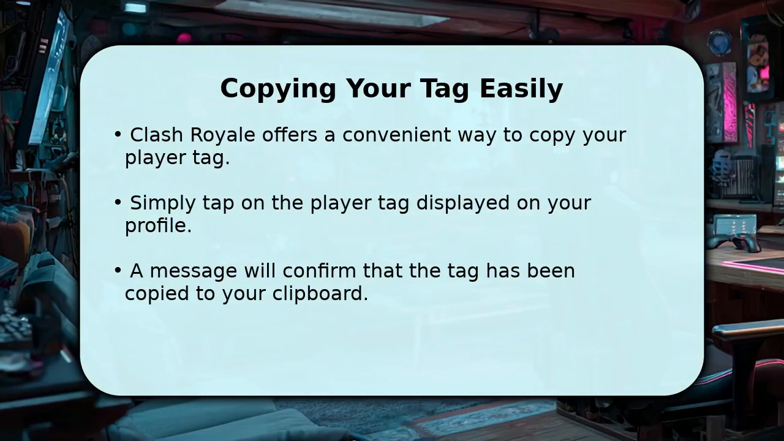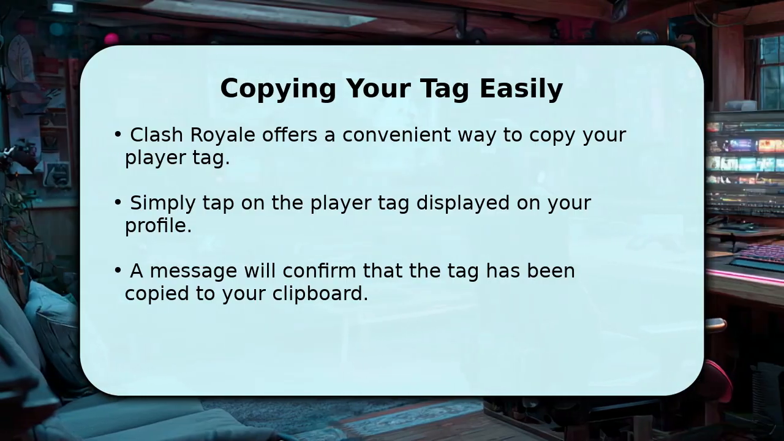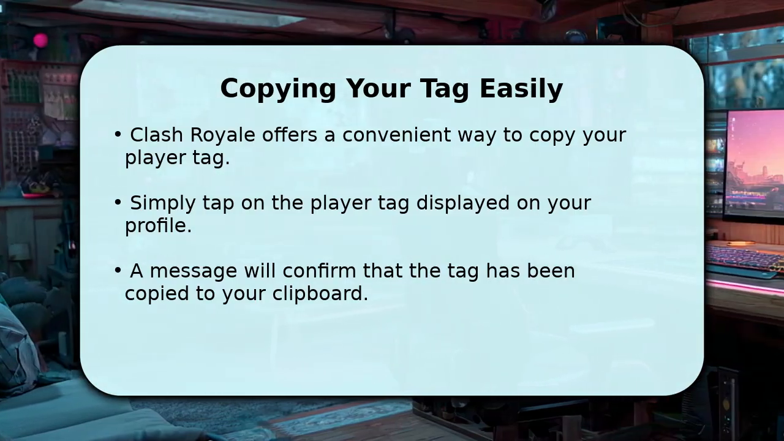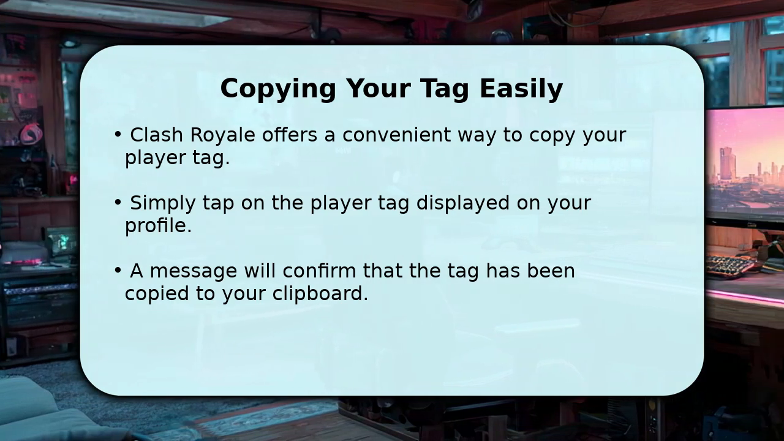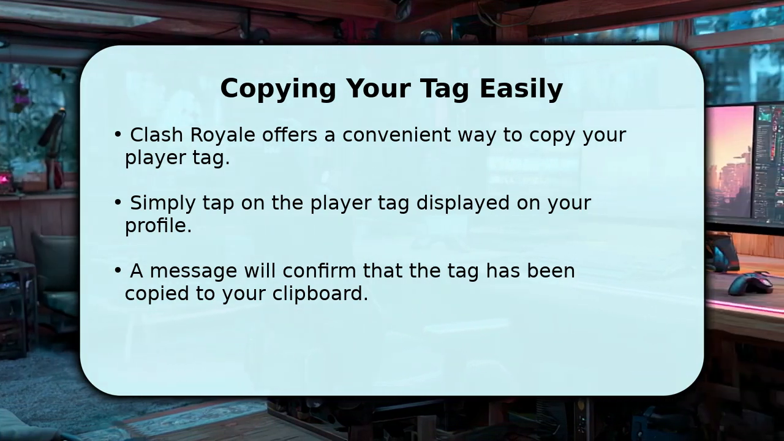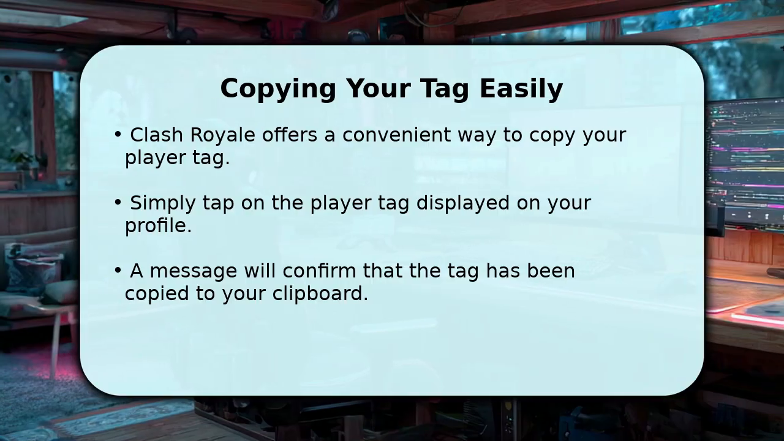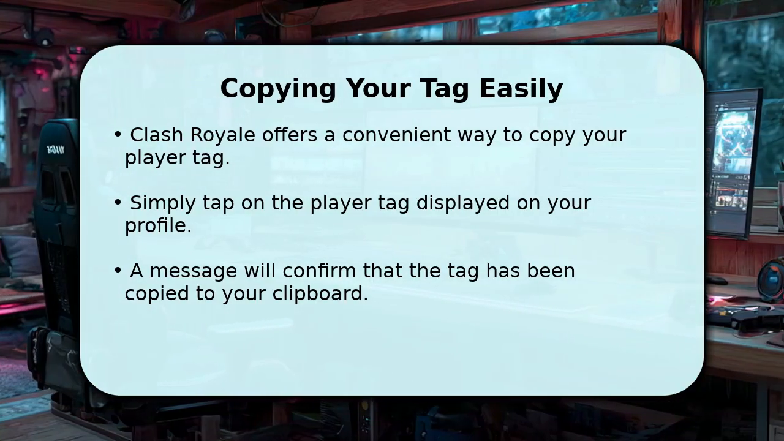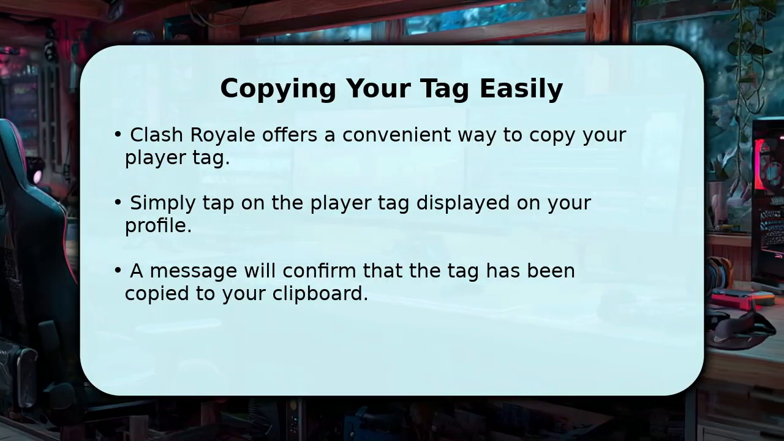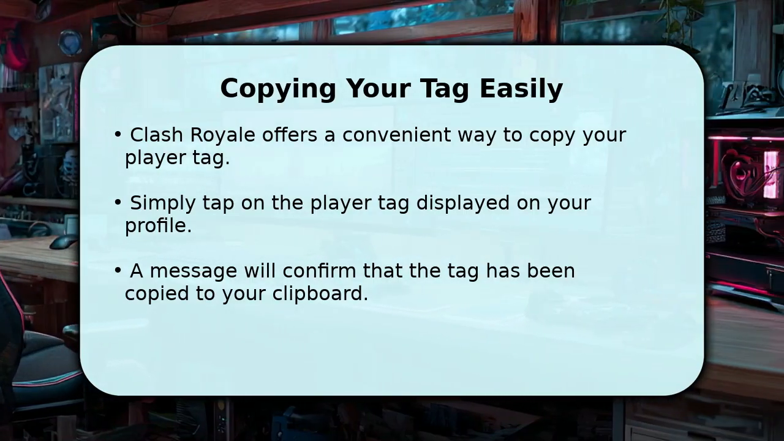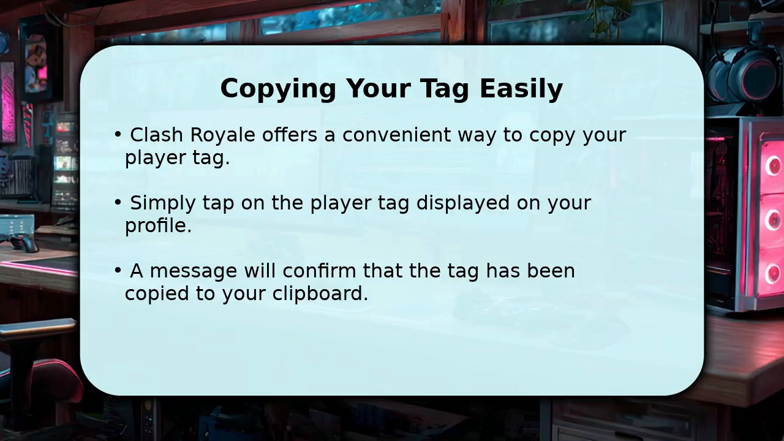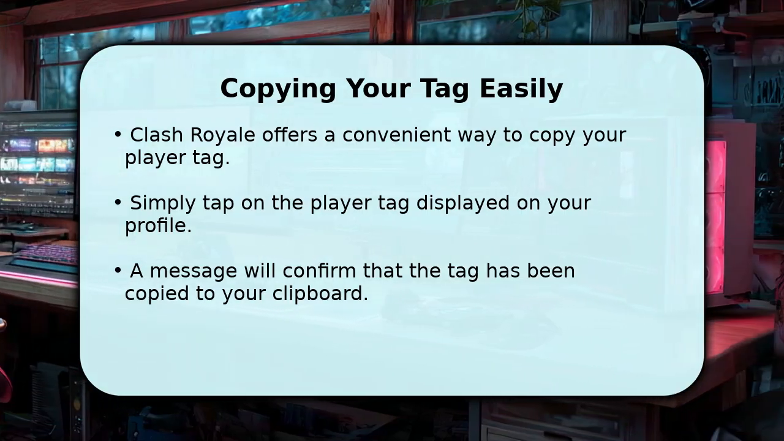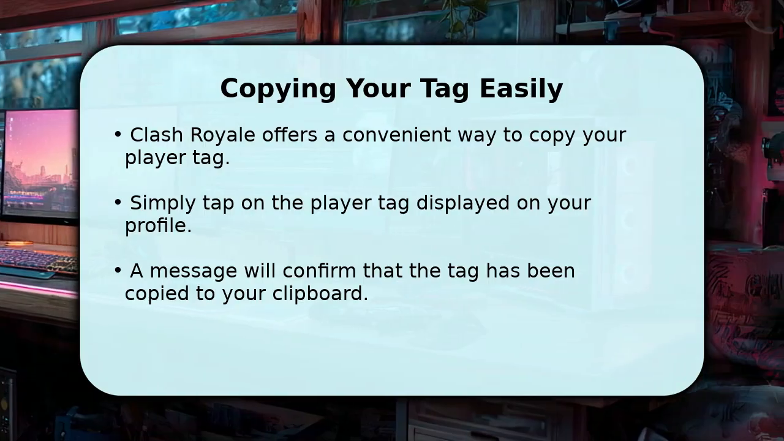Clash Royale provides a straightforward method for copying your player tag without manually typing it out. To do this, simply tap directly on the displayed player tag itself. A small, on-screen notification will confirm that the player tag has been successfully copied to your device's clipboard. You can then paste it wherever it is needed, such as in clan invitations or friend requests, ensuring accuracy every time.